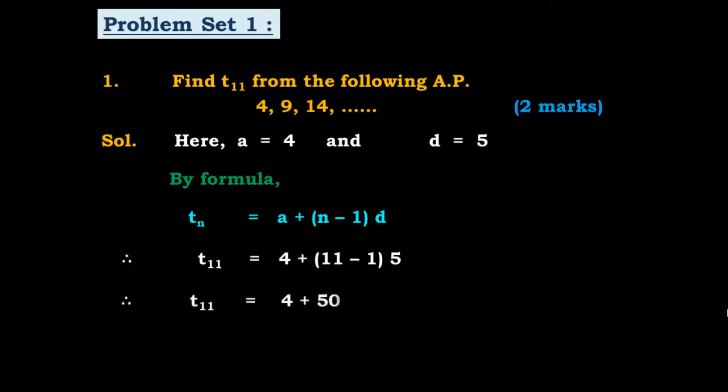10 into 5, that is 50. So T of 11 is equal to 4 plus 50. So T11, that is the 11th term, is 54. So we have the answer. The T11 for the following given AP is 54.